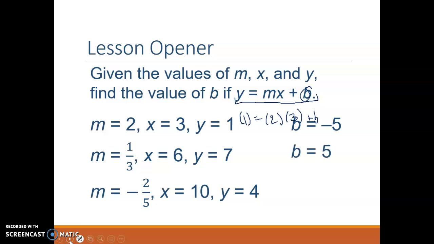In the second one, we find that b equals 5. And then the last one, we find that b equals 8. I am not going to work these out on the screen, but if you need help with any of these in particular, make sure you write them down and ask me when you get to class.